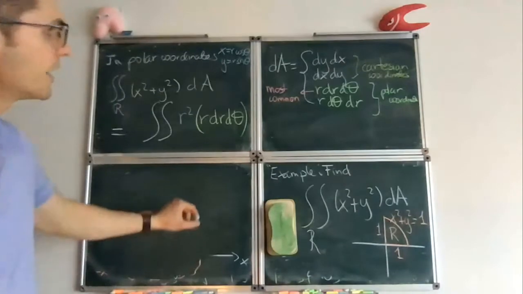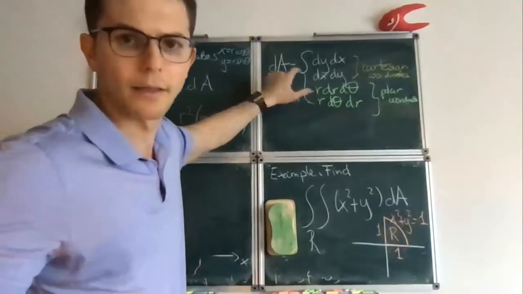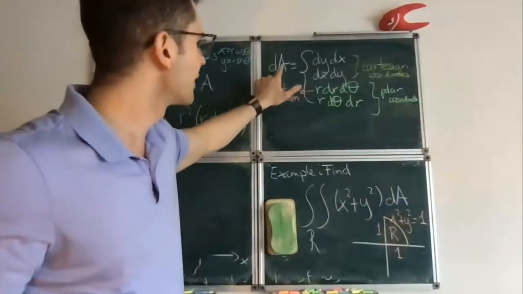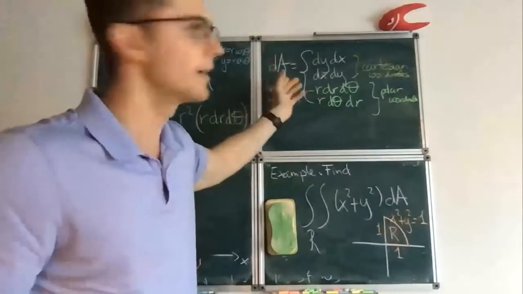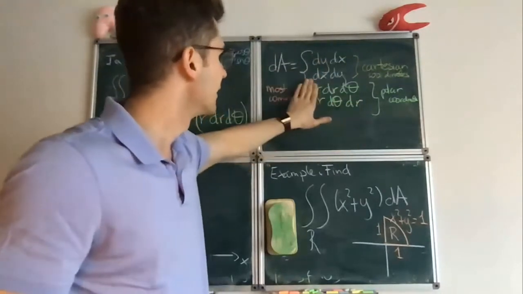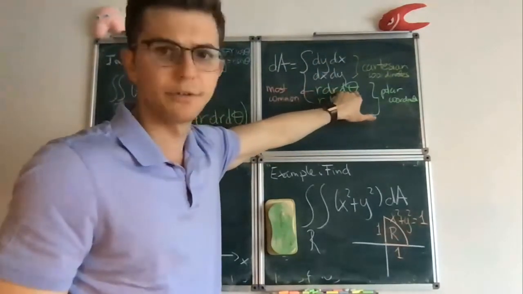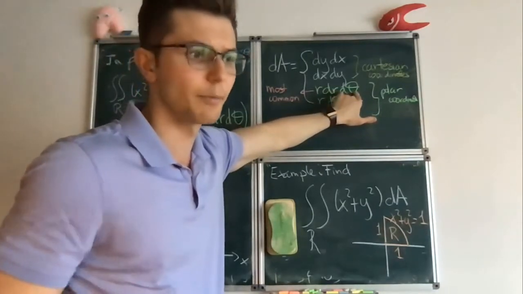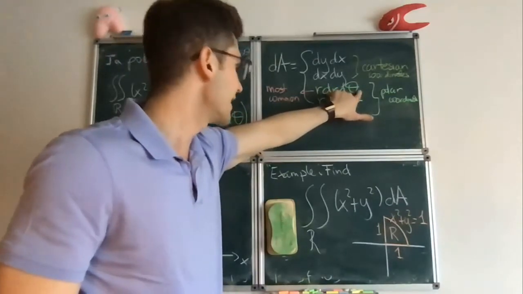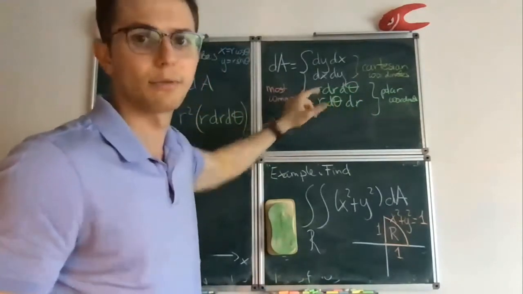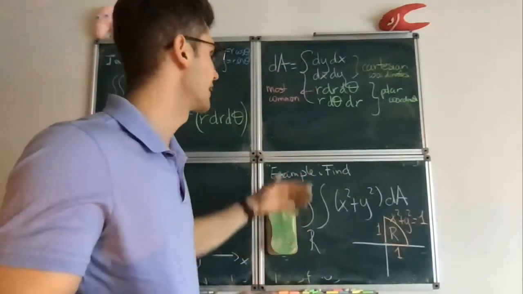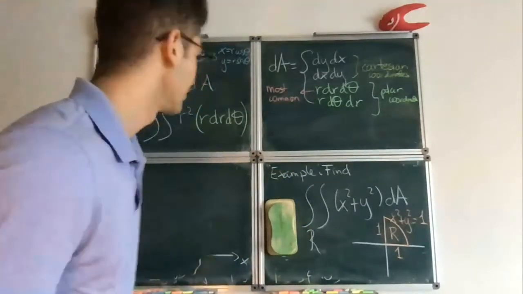Something that I forgot to say is that remember that dA has units of area, right? So dy dx has units of area because each of these has units of length. Dr d theta has no units because it's like in radians, and it's dimensionless. So dr times d theta has only units of length. So in order to get something with units of area, you have to multiply by something with units of length, which in this case happens to be the radius. Okay.